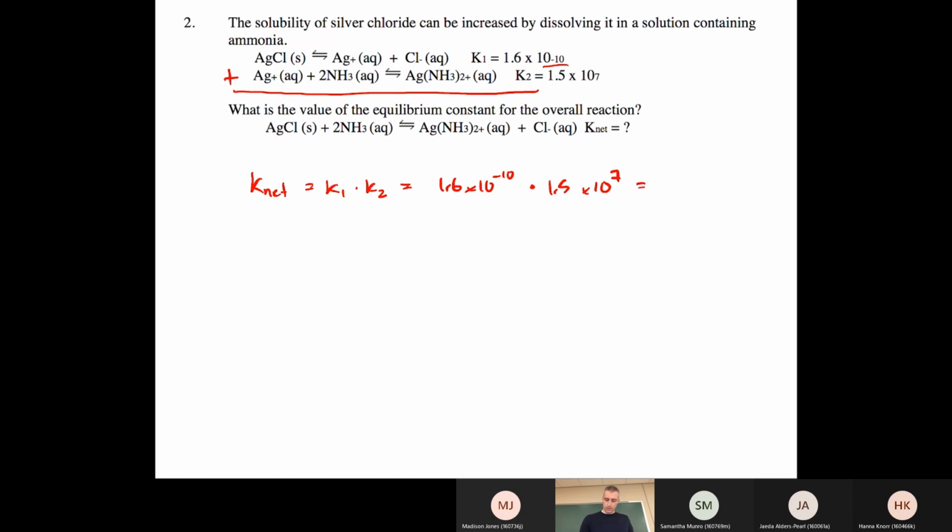And that's 2.4 times 10 to the minus 3. No units, because it's a K, equilibrium constant. So that wasn't too bad.